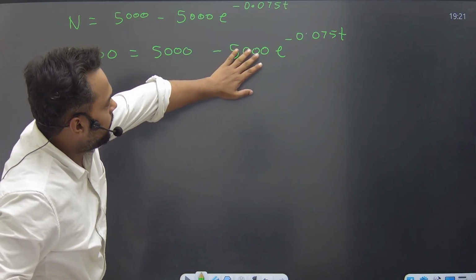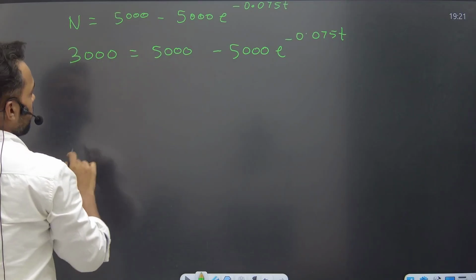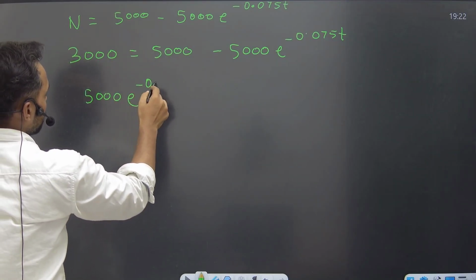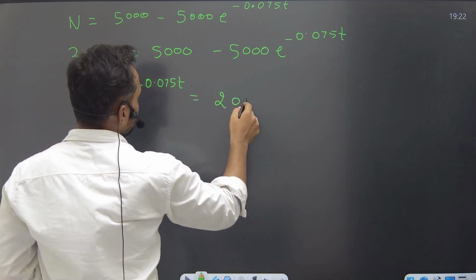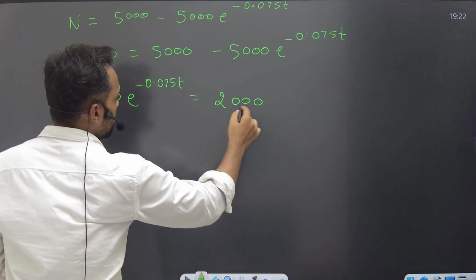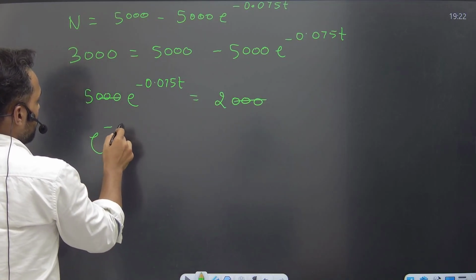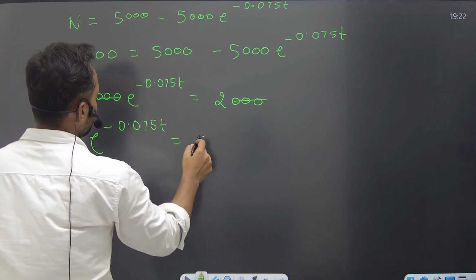Transposing this particular part into the left hand side and this to the right hand side, you will get 5000 e raised to the power negative of 0.075 t equals 2000. Now these zeros and these zeros will be cancelled. So what you will get here is e raised to the power negative of 0.075 t equals 2 by 5.